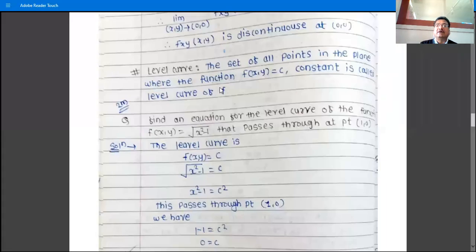Next point is level curve. The set of all points in a plane where the function f(x,y) is equal to a constant is called a level curve. That is, f(x,y) = constant is the level curve for the function f.